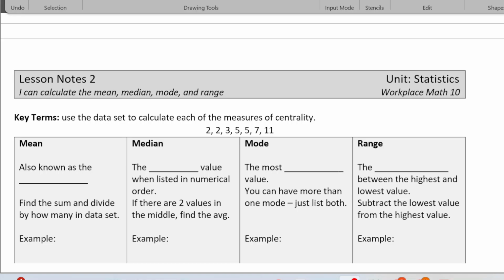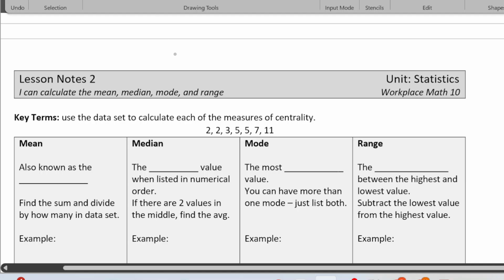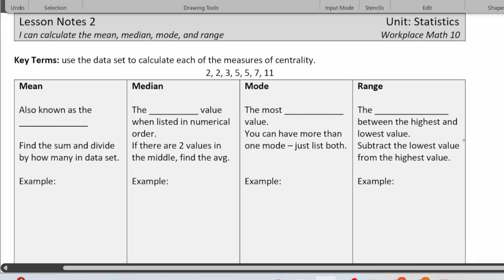Right, this is lesson 2 in our statistics unit for Workplace Math 10. Today we're going to look at other ways of measuring centrality. So last lesson we talked just specifically about mean because that's the most common way to represent a data set with one number, but there's other ways too. Okay, so let's review what mean was from last lesson, and then we're going to talk about these other ones.